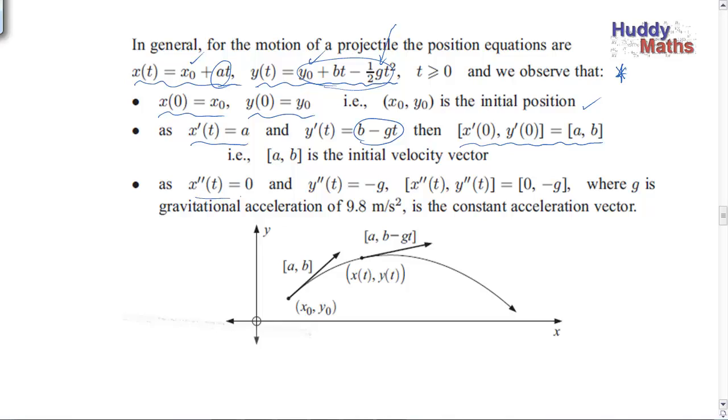Okay, the second derivative is 0, and the second derivative is neg g here. And so that's going to give you the vector 0, neg g, and that is the constant acceleration vector. So here it is independent of time. So this one is 0 in the x, there's no change there in the acceleration in the horizontal, and that's the old thing of dropping the bullet, isn't it?